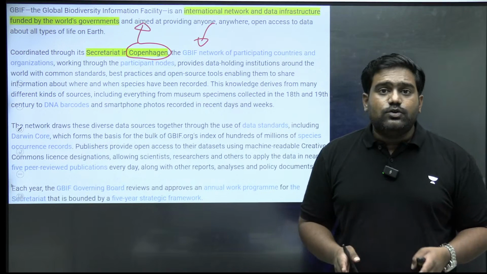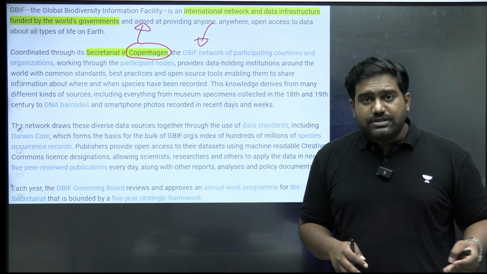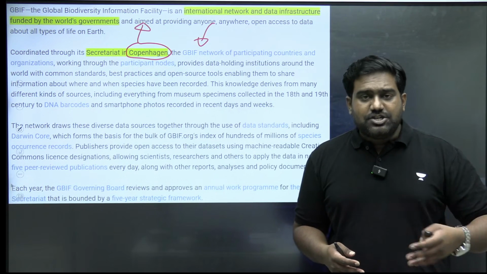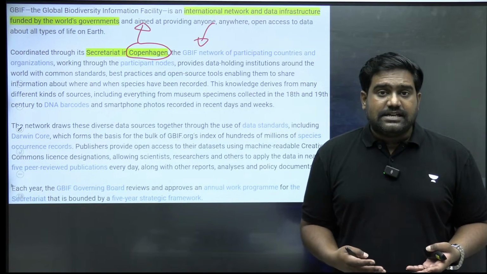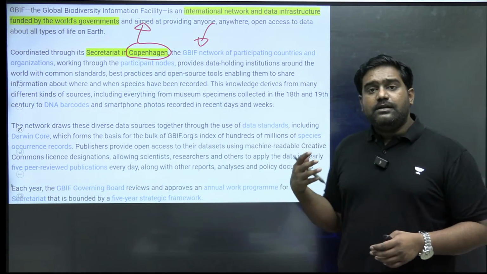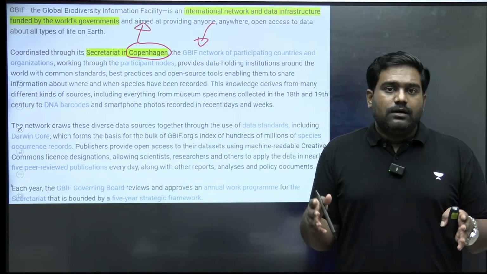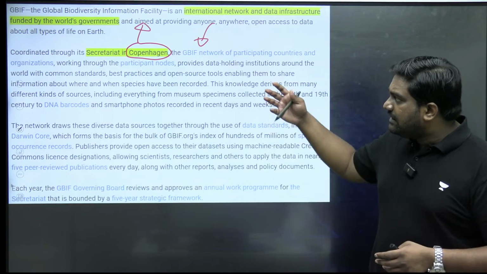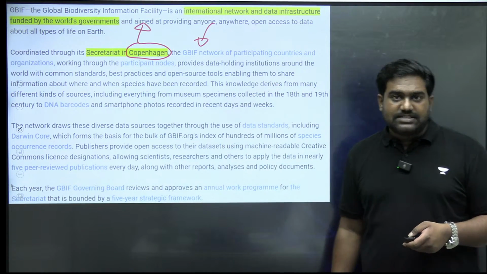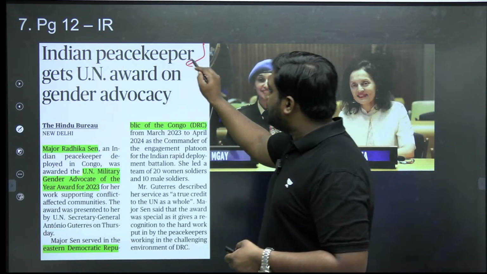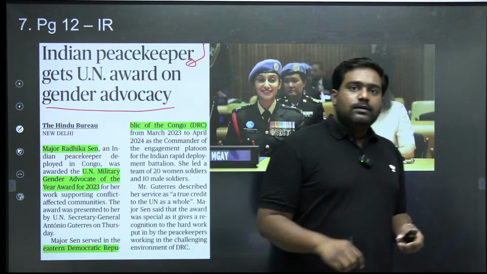This is extremely useful for conservationists, for policy makers, right, to come out with better efficient programs for biodiversity conservation. Such data will be very, very crucial. So this is an international data sharing platform and network where the data is accessible to all the member countries as well. Next, on page 12, we actually have a very important article.